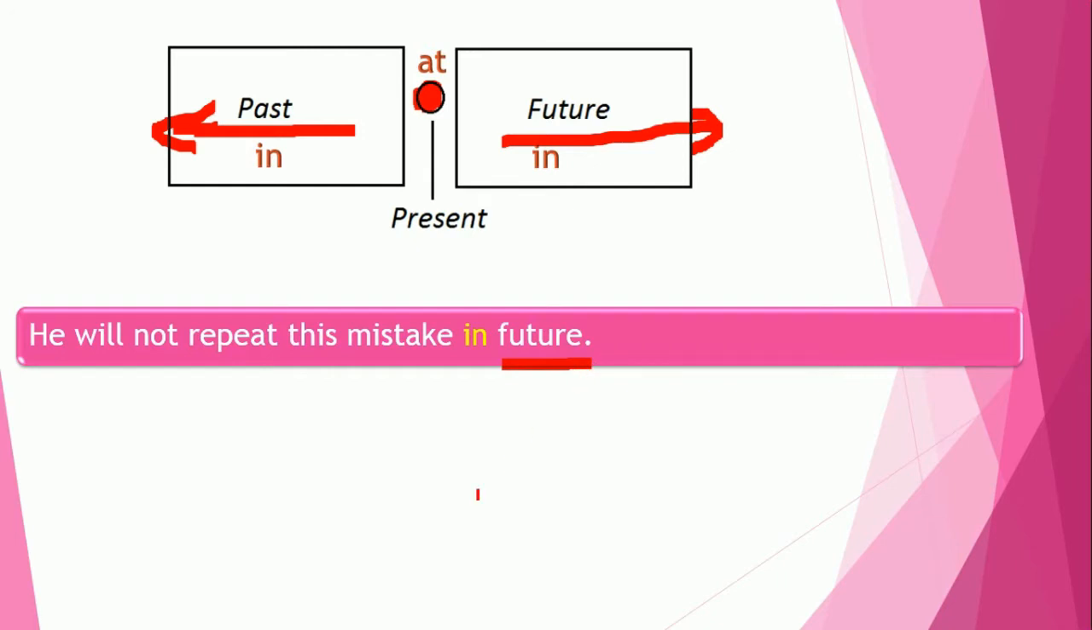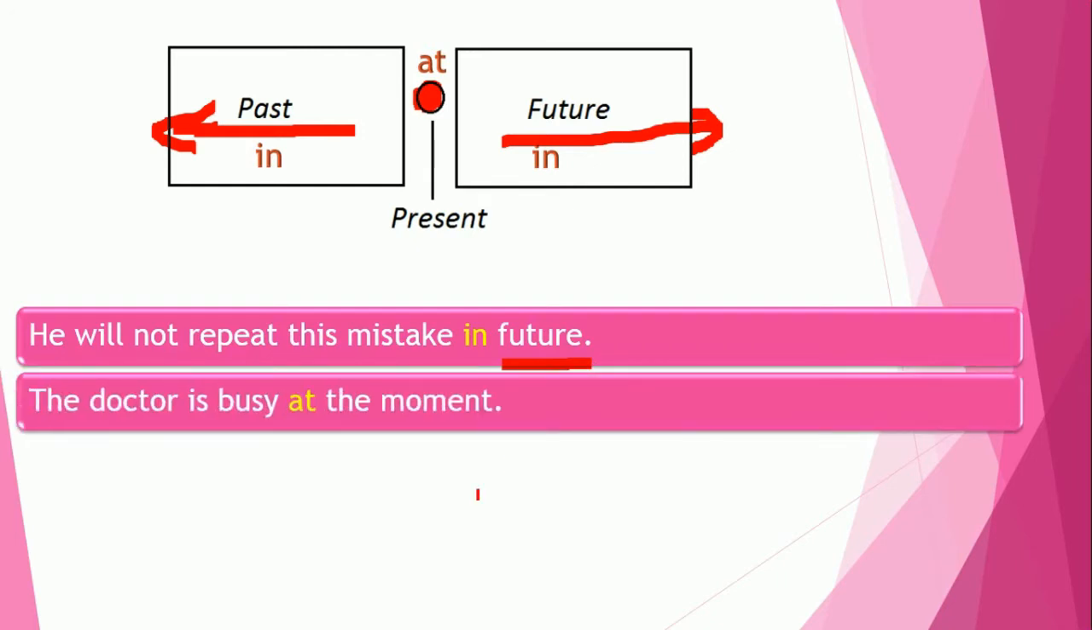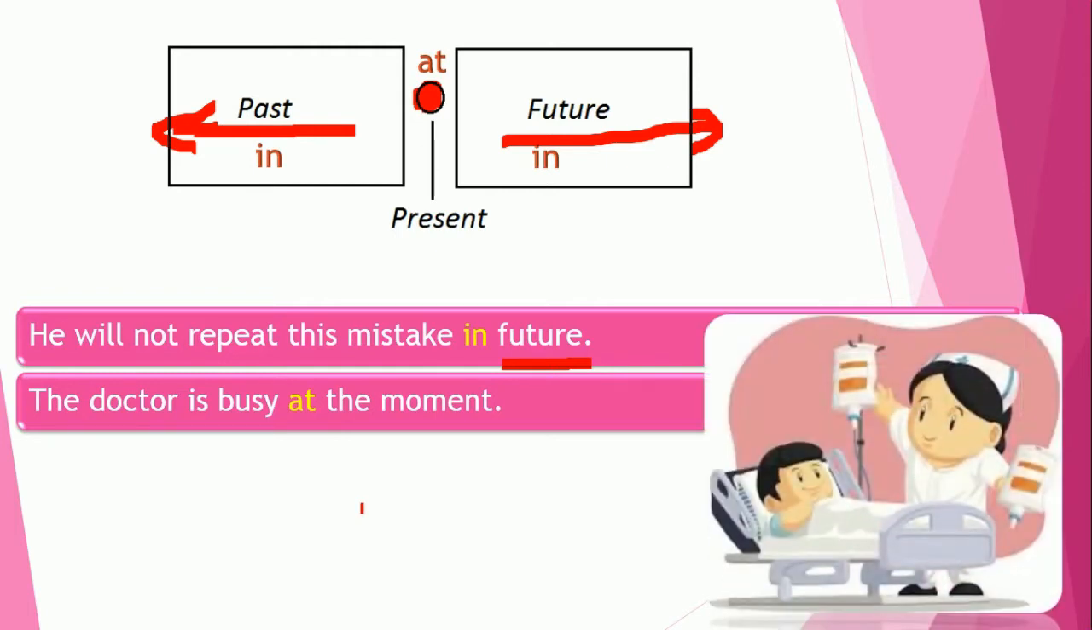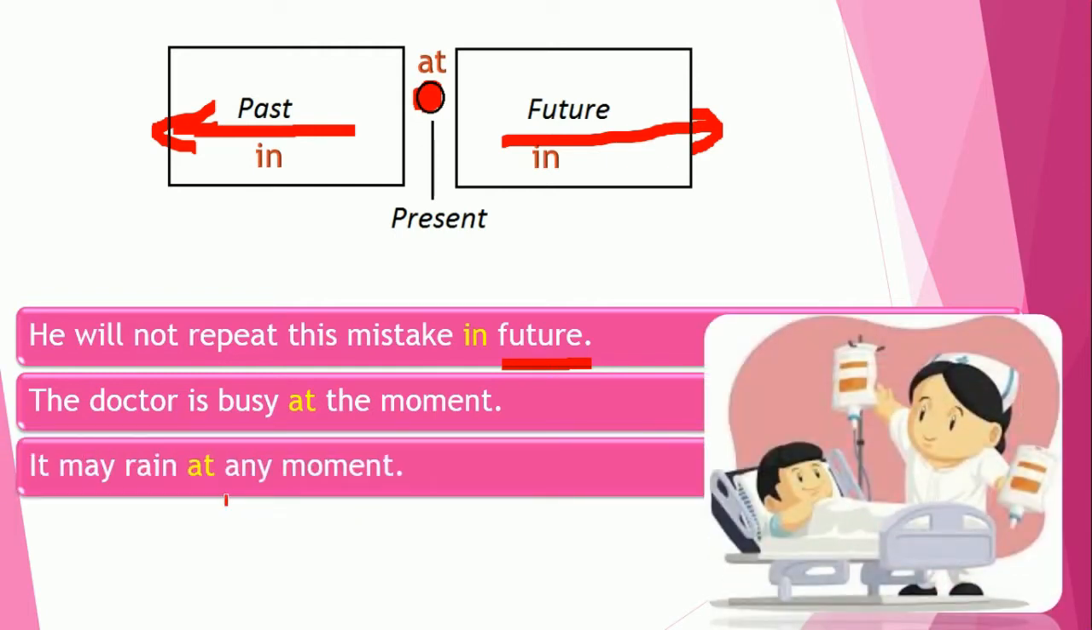Next, the doctor is busy at the moment. Here the moment indicates the present, the time of present. One more example. It may rain at any moment. Here also any moment indicates the present. And on the other hand, we know that moment means just a point of time. That's why at is placed here.